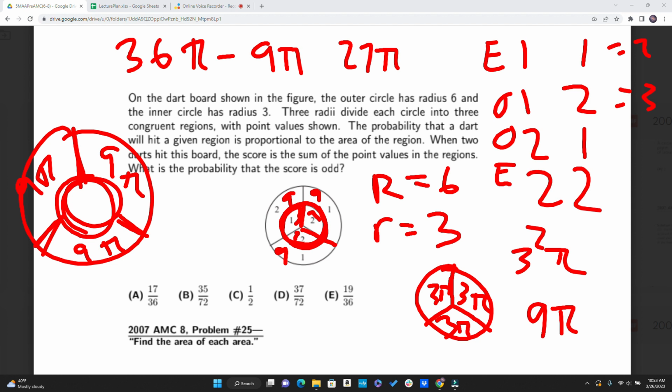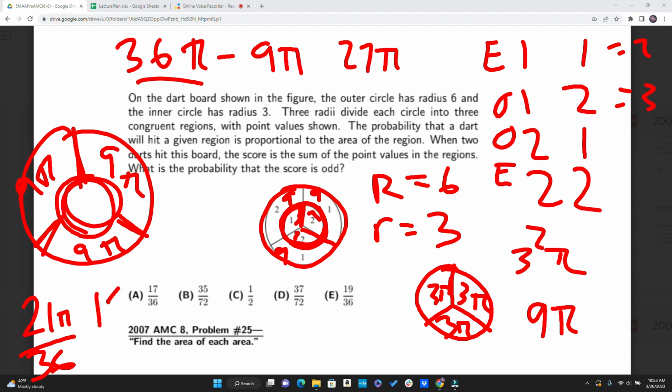What's the probability of odd first? Well, we've got 2 big regions of 1 and 1 little region of 1. So that's 9 plus 9 plus 3, 2 bigs and 1 little. That makes 21 pi out of a total of 36 pi, because the entire area of this whole thing we found was 36 pi. And then the chance of getting 2 is 1 big region and 2 little regions, so 3 plus 3 plus 9. That's 15 pi. It's 15 over 36.